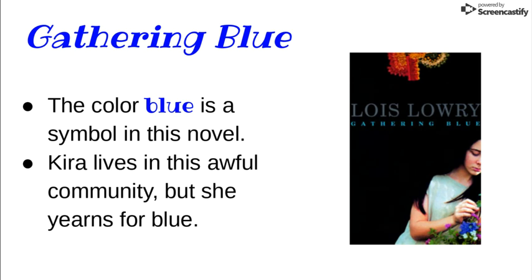So in the last two chapters, in chapters 22 and 23, I want you to pay attention to how this place that has blue, Yonder, how that place is described. What's it like there? And think about if Kira's yearning for that, what might blue represent in this book?